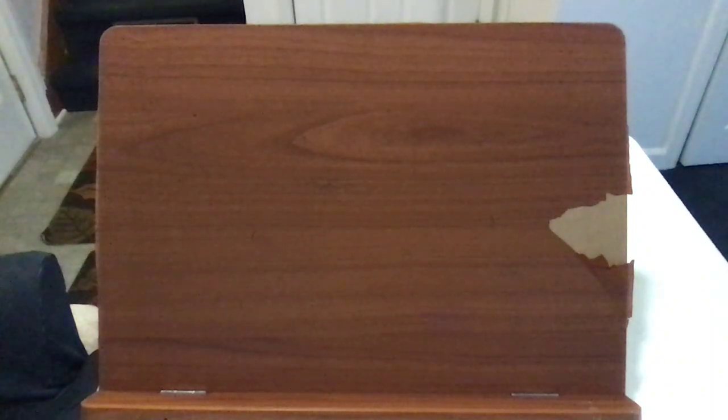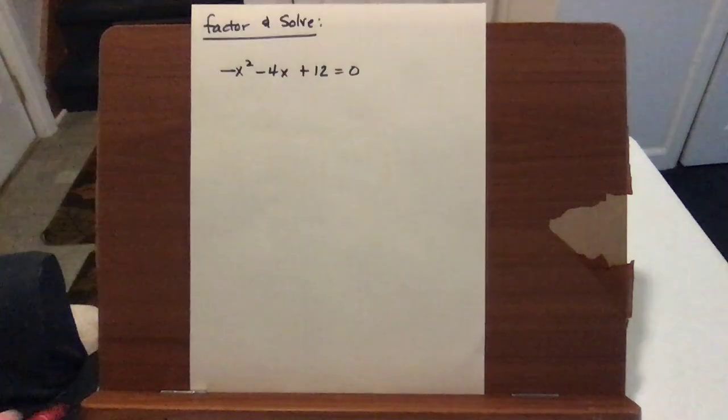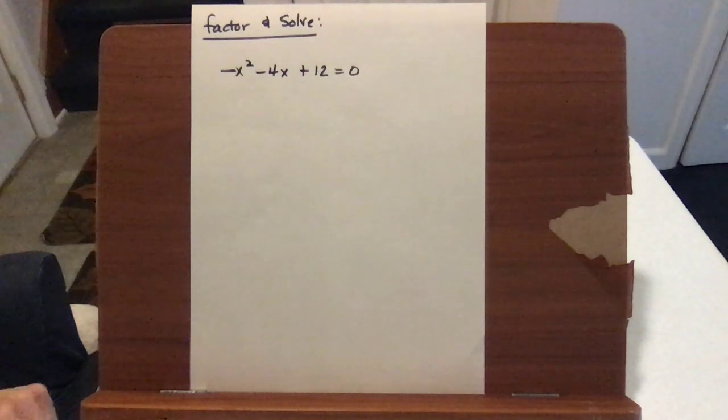All right, we have another one to do. And this, I think, is our last one. Got one more. All right, so we got negative x squared minus 4x plus 12 equals 0.